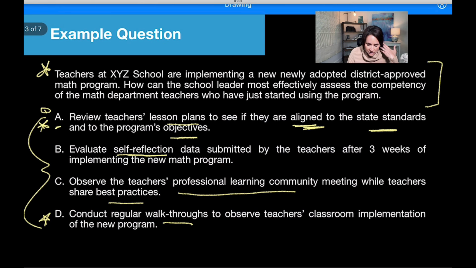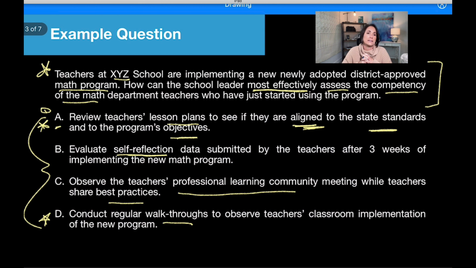So teachers at XYZ school are implementing a newly adopted district-approved math program. How can the school leader most effectively, that's key, how can the leader most effectively assess the competency of the math department teachers who have just started using the program? Okay, so this is where you may say, well, Dr.